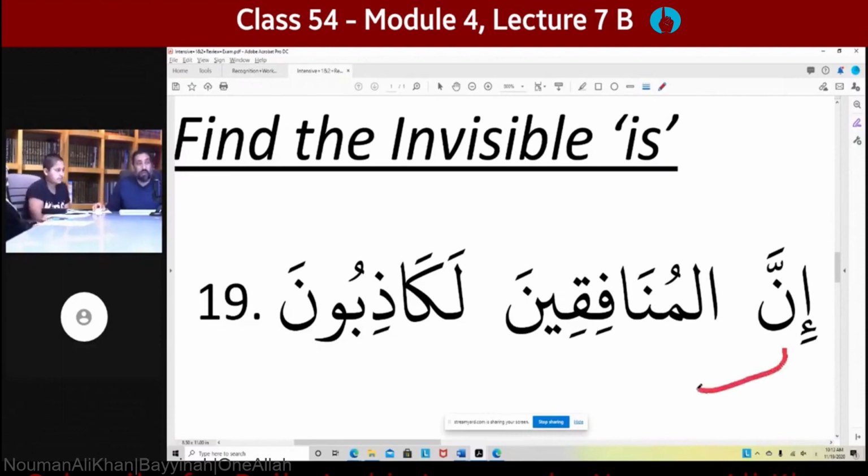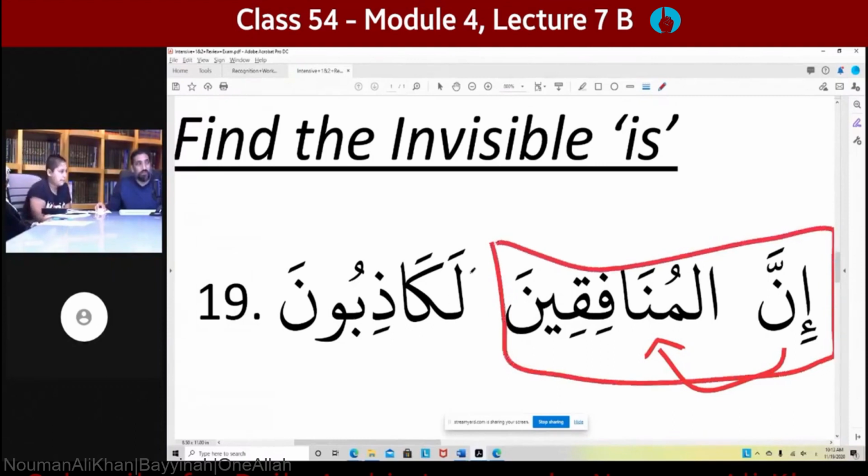Inna al-munafiqina is a harf of nasab and a fragment, right? So this is a fragment. This part is a fragment. This part seems to be not connected to this part.